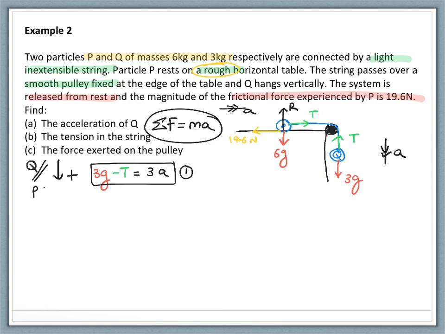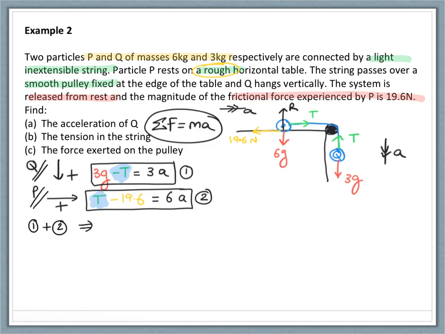Now, the forces acting on P, I'm going to take the right as positive because that's the direction of motion. We have T in this direction, minus 19.6 in the opposite direction, which equals the mass 6 multiplied by the acceleration A. And we find ourselves in familiar territory, where if we add these equations together, we will eliminate the variable T.